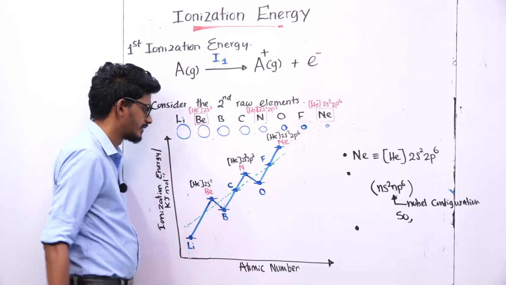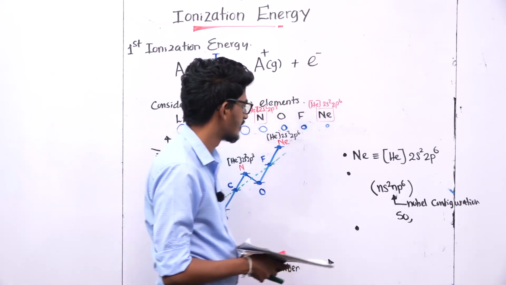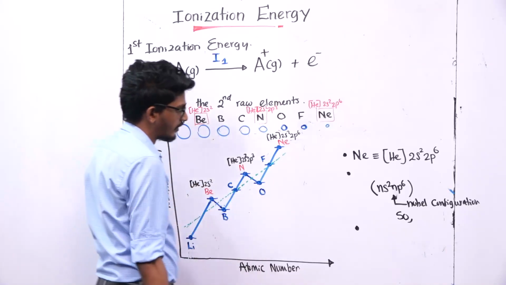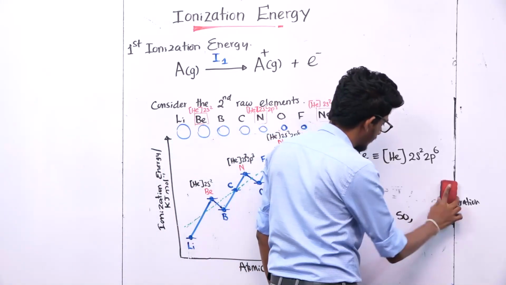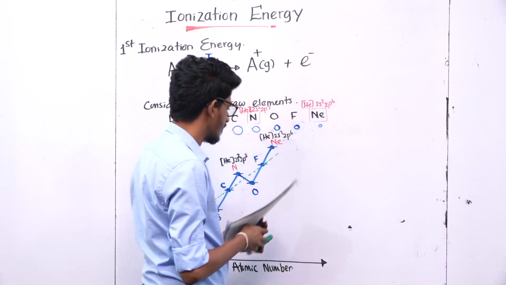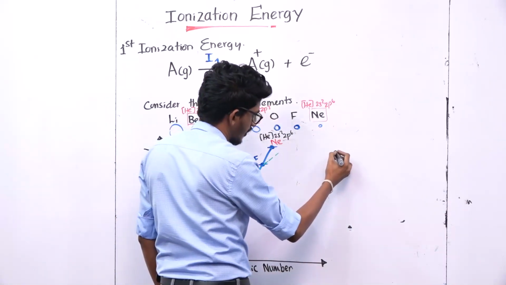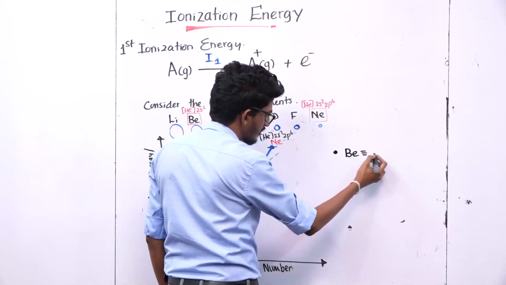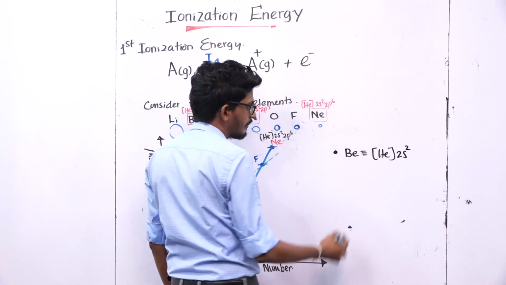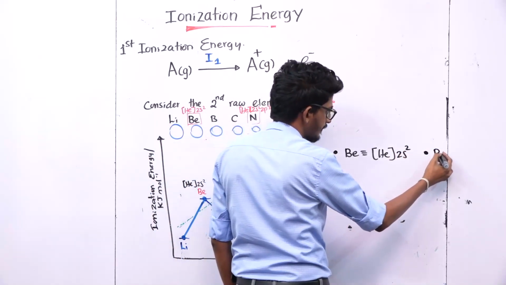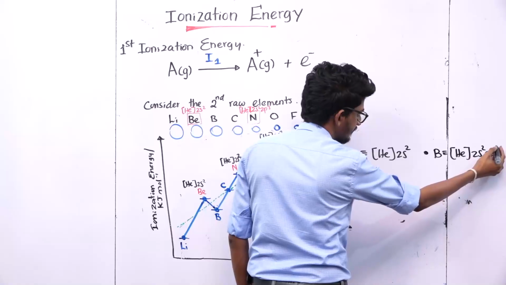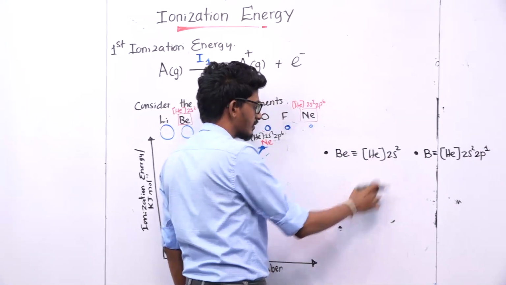Always when writing reasonings, you are expected to come up with electronic configurations, because these are all governed by the electronic configuration. So first write the electronic configurations of those two things, for beryllium as well as boron. Beryllium's configuration is helium and 2s2. Boron's configuration is helium and 2s2 2p1.